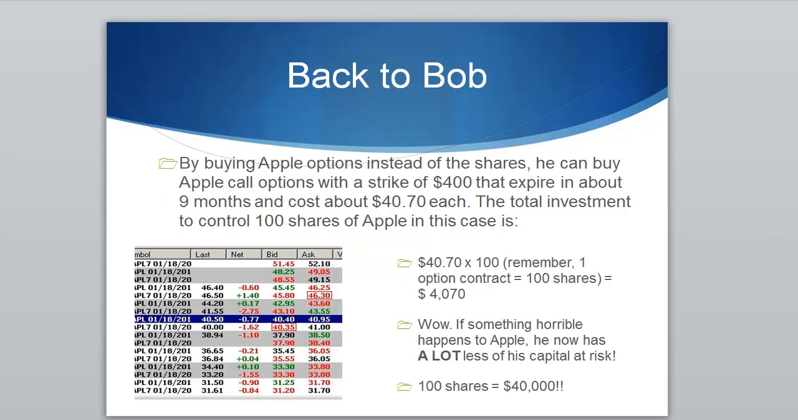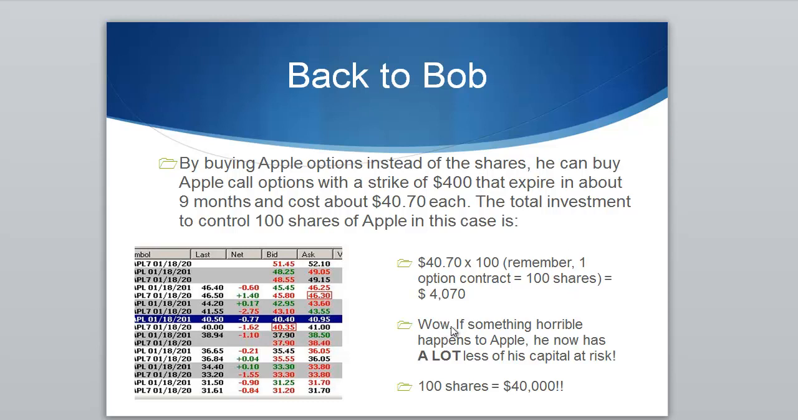By buying Apple options instead of the shares, he can now buy Apple call options with the strike price of $400 that expire in about 9 months at a cost of about $40.70 per contract. The total investment to control 100 shares of Apple in this case is $40.70 per contract times 100, which is the equivalent of one option contract equals 100 shares. So this one option contract would be $4,070, and that controls a $400 strike price.